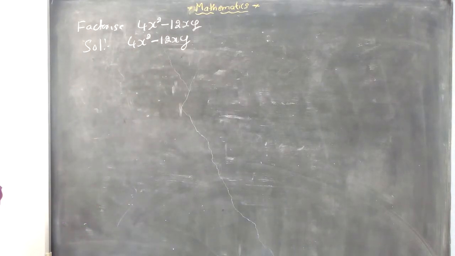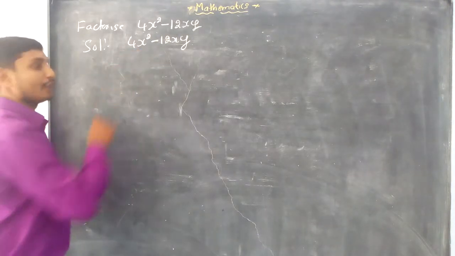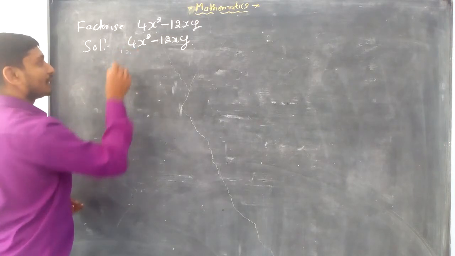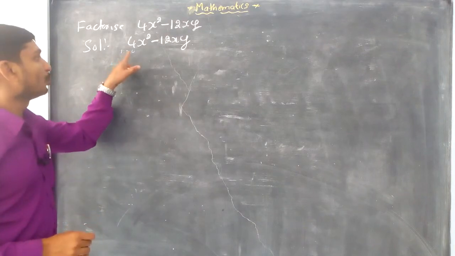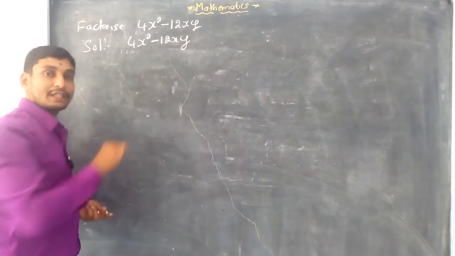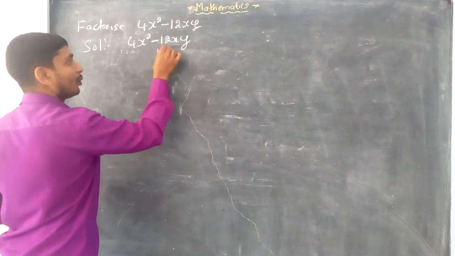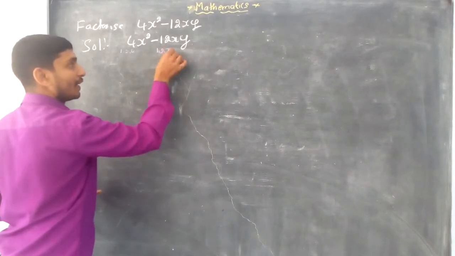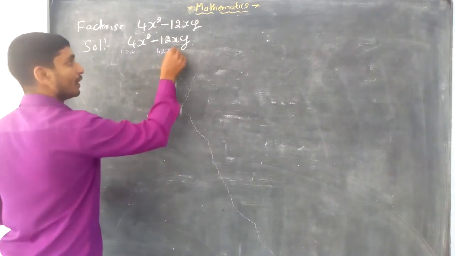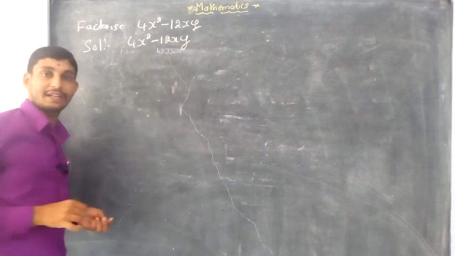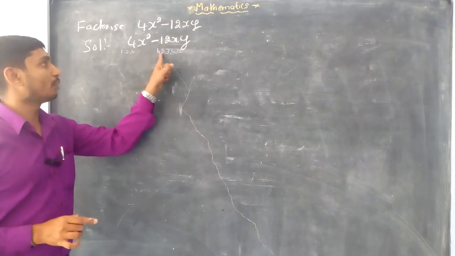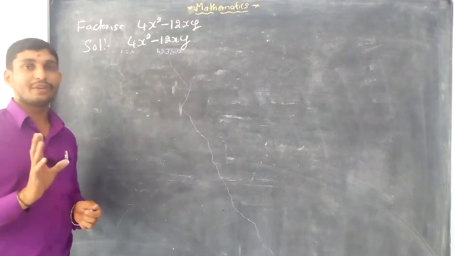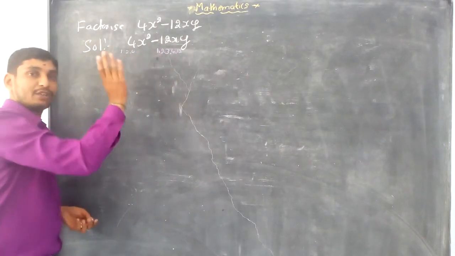First of all you have to write the factors of 4. What are the factors of 4? 1 divides 4, 2 divides 4, 4 divides 4. Correct? So the factors of 4 are 1, 2 and 4. Similarly, what are the factors of 12? 1 divides 12, 2 divides 12, 3 divides 12 because 3 4s are 12, remainder 0. 4 divides 12 and 12 divides 12. Factors of 12 are 1, 2, 3, 4 and 12. You can observe that 1 will always be common.